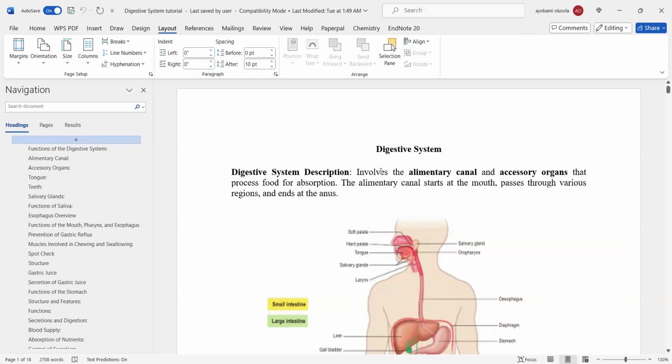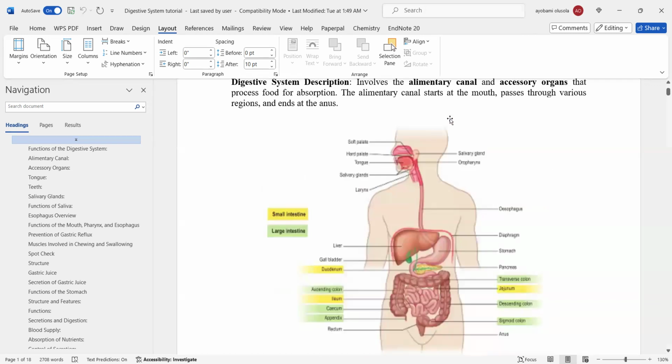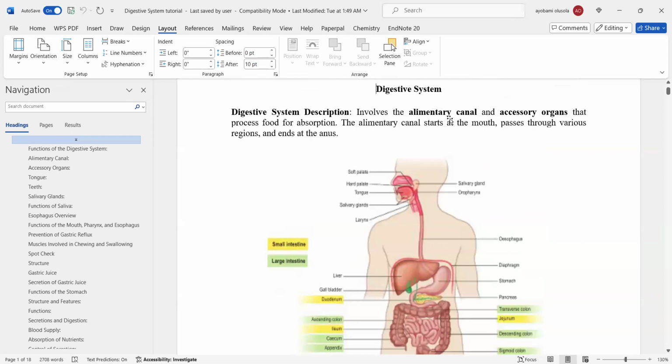All right, the digestive system. The digestive system involves the alimentary canal and the accessory organs of digestion. And the major function is that the digestive system processes food for absorption. When we say the alimentary canal, it starts at the mouth, passes through various regions, and ends at the anus.